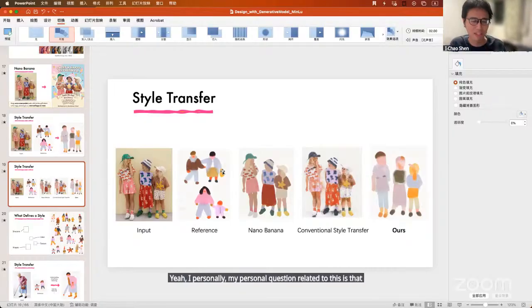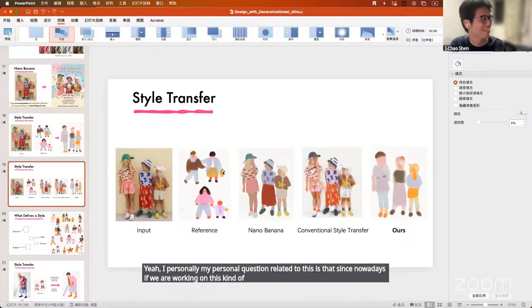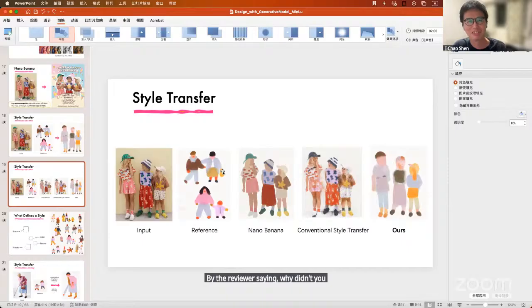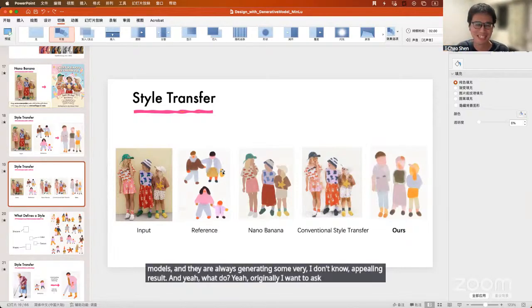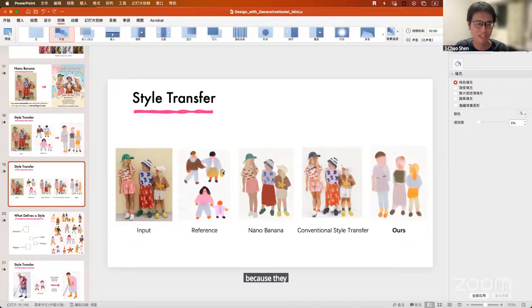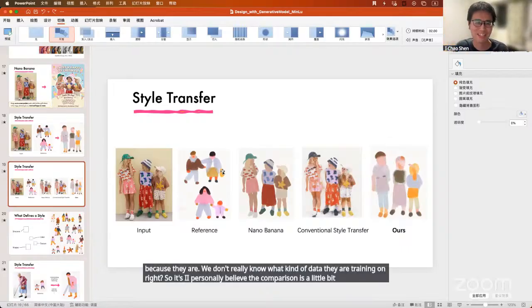My personal question related to this is that nowadays, if we are working on this kind of problem, during the review process we are sometimes asked by the reviewers, why didn't you compare with all these large models? They are always generating some very appealing results. What do you think about this? Because we don't really know what kind of data they are training on, I personally believe the comparison is a little bit unfair.